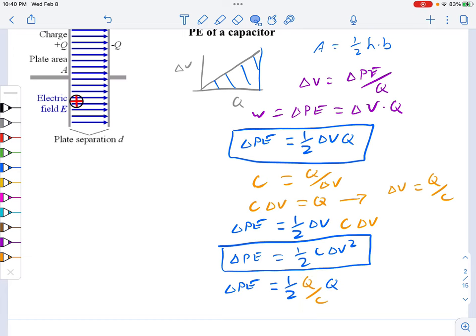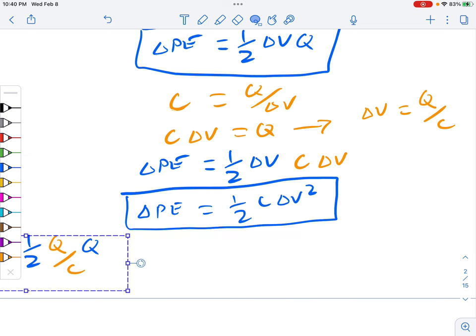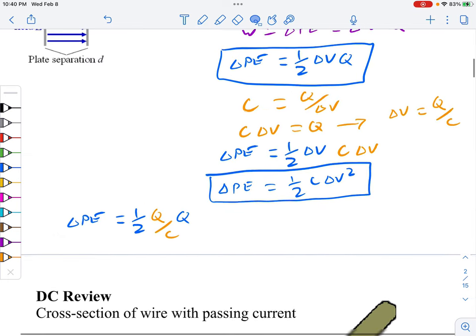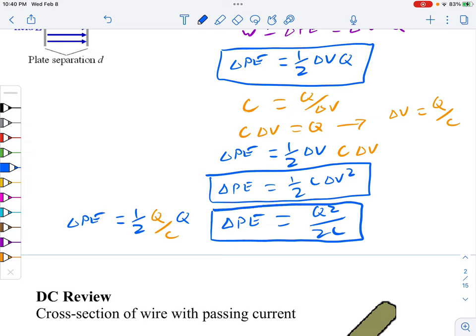So what do we have left here? I'm going to have to sneak this over in the corner because I'm running out of room. I'll put this over here, and simplify. The change in potential energy, so what do I got here? I got Q squared over 2C. Hey, look at that. So three different ways we can talk about the energy of a capacitor.